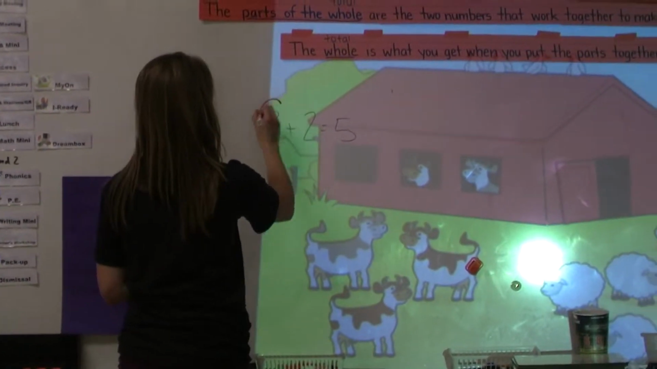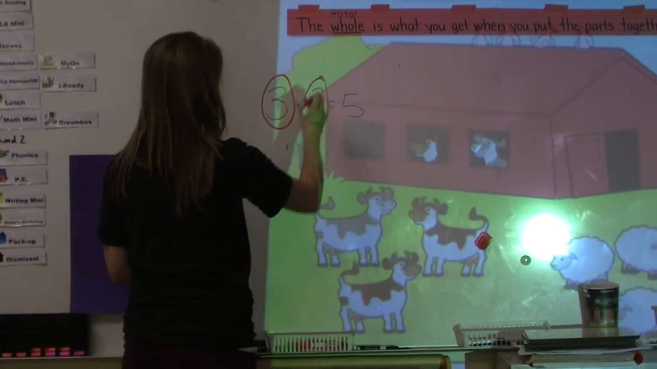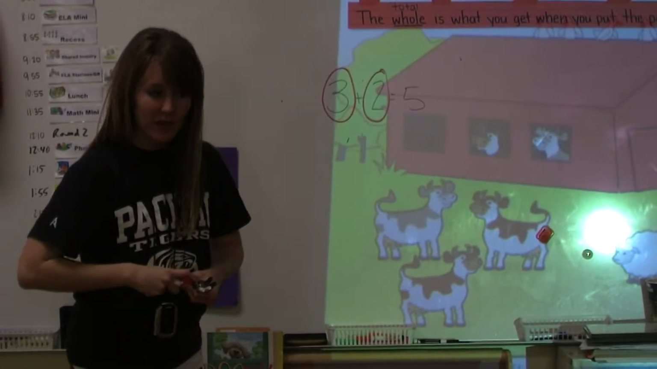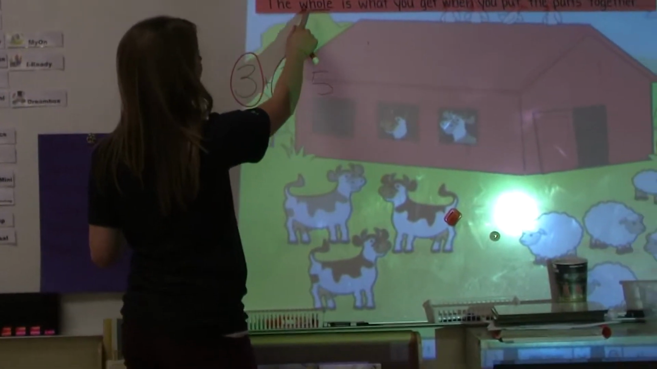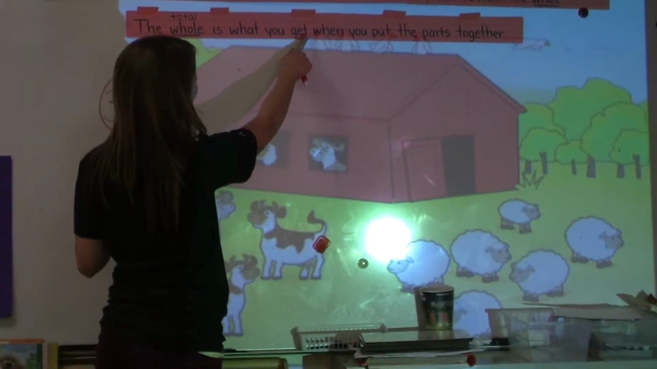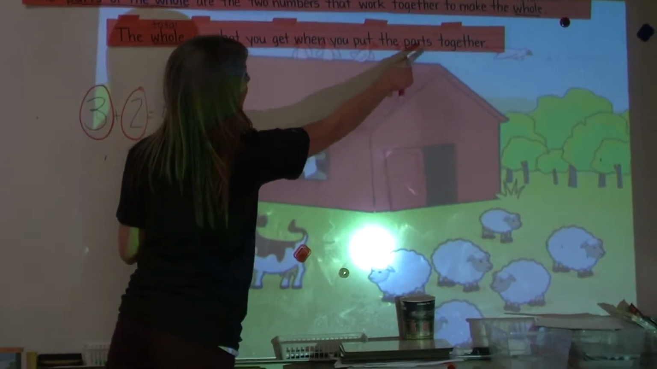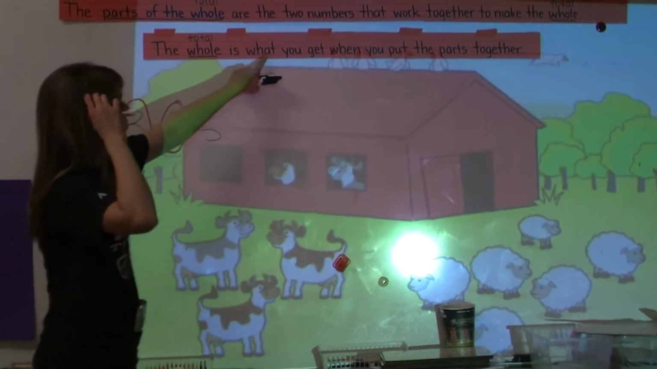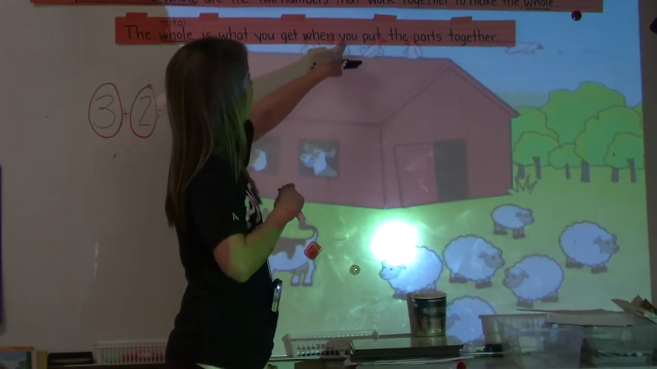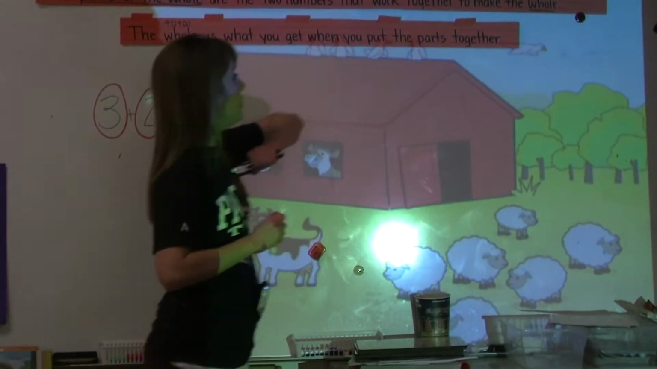So I'm going to circle 3 and 2. Those numbers are working together to make the whole number, or the total. The whole is what you get when you put the parts together. Read that with me. The whole is what you get when you put the parts together.